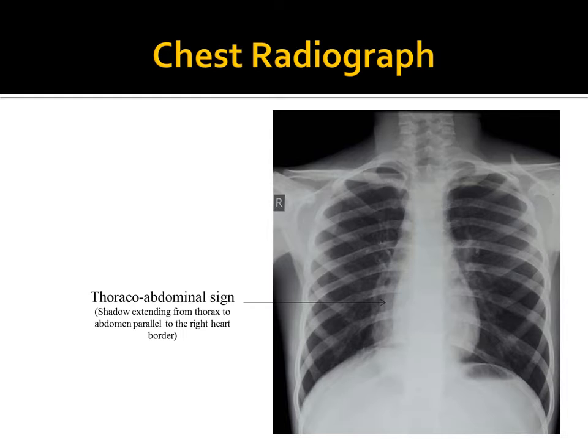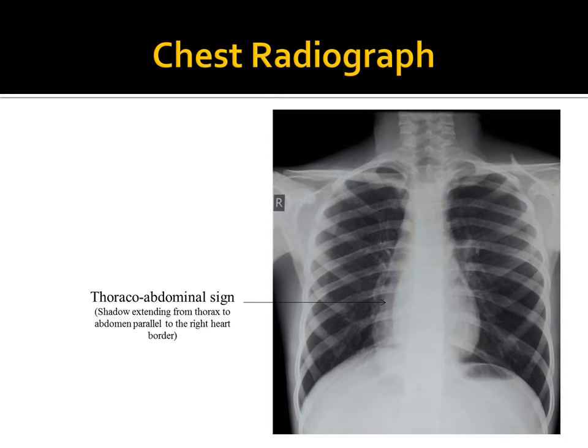In this chest radiograph, you can see a parallel shadow on the right side of the mediastinum, and the shadow extends to the abdomen. This is called the thoracoabdominal sign. If the extension to the abdomen is converging to the spine, it means it is limited to the thorax. And if it is not converging, like in this case, it is associated with an abdominal structure.